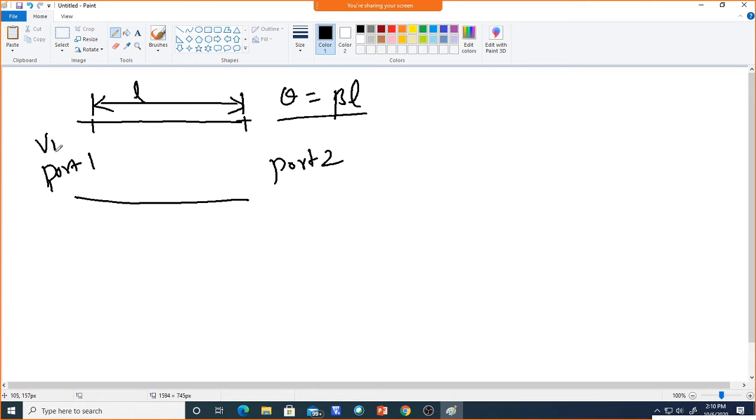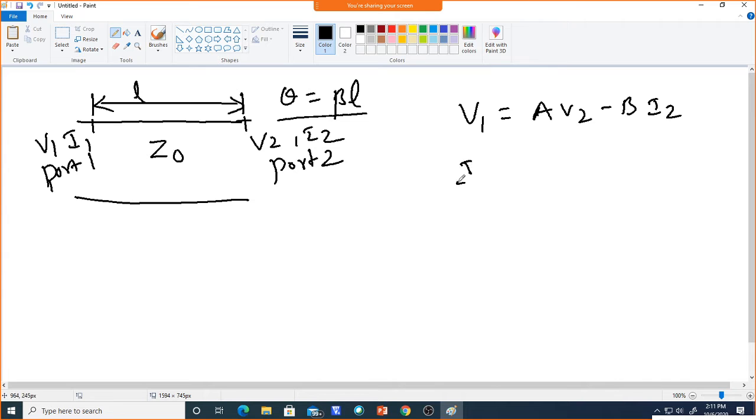Now this will have V1 and I1, and this will have V2 and I2, and this transmission line has a characteristic impedance Z0. Okay, so now how to find it out? Again, we have to find the equation in terms of ABCD parameters, that is V1 equal to A V2 minus B I2, and similarly I1 equal to C V2 minus D I2. So now we have to find the equations for V1 and I1 so that we can represent them in this format.